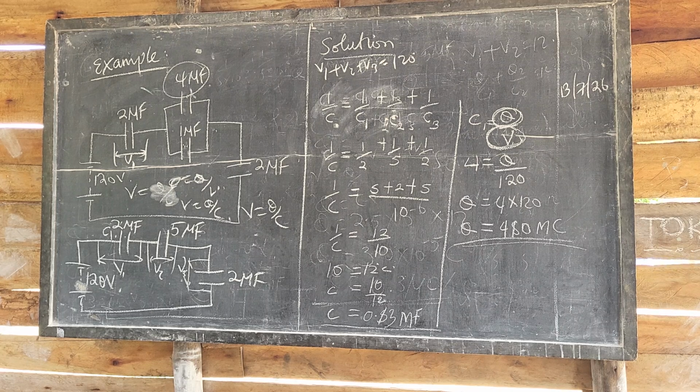My brother, you were too slow. I've said V1 plus V2 plus V3 is 120. Substitute for V in terms of Q and C, where Q is a constant. So factor it out. Write Q over C1 plus Q over C2 plus Q over C3 equals 120. But Q, because they are in series, is the same. You factor it out: Q into 1 over C1 plus 1 over C2 plus 1 over C3 equals 1 what?